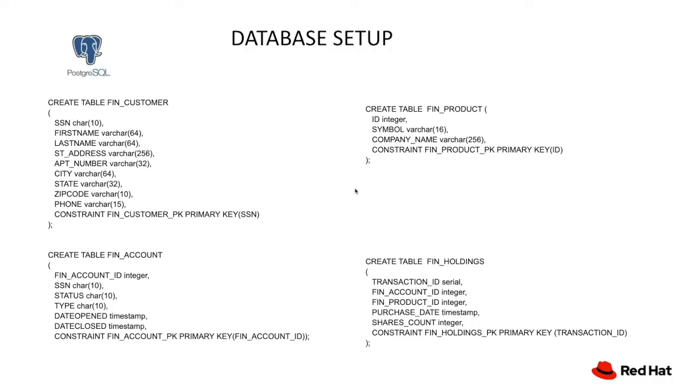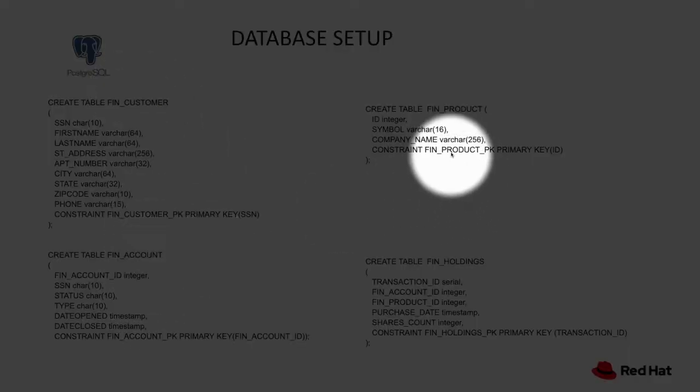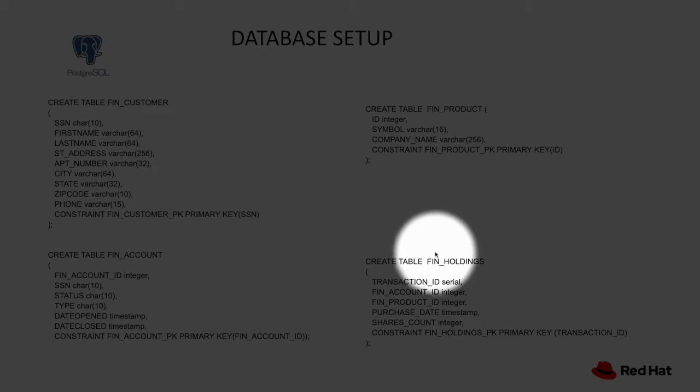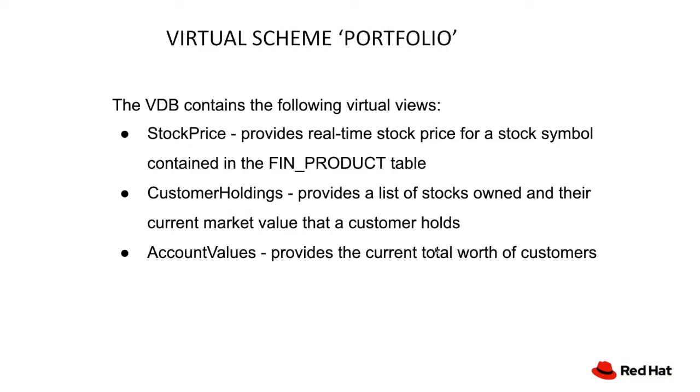These are the 4 tables contained in the relational database: customers, account, products, and holdings. And the virtual database schema contains 3 virtual views. Stock price, which provides the real-time stock price for a stock symbol contained in the product table. Customer holdings provides a list of stocks owned and their current market value that a customer holds. Account values provides the current total worth of customers.